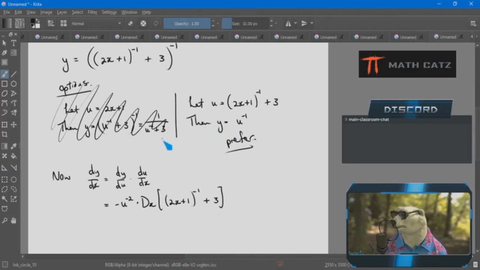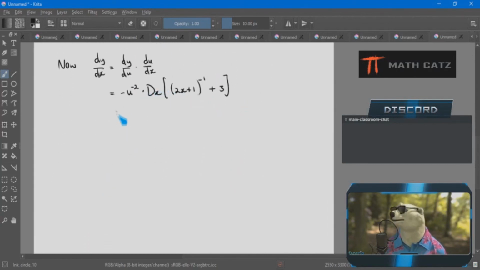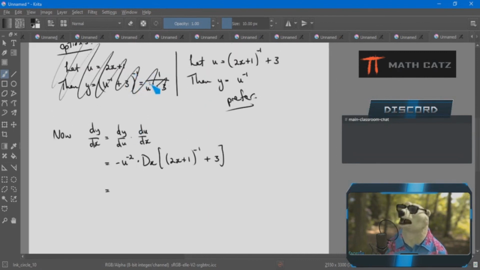If that outside function is complicated, nothing good is happening. You're welcome to try it. And in this case, it's still doable. It's okay. A quotient rule isn't the worst thing ever. But if I can avoid it, I'm gonna avoid it.